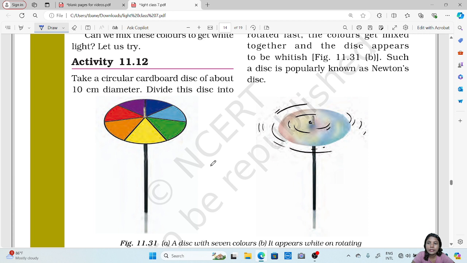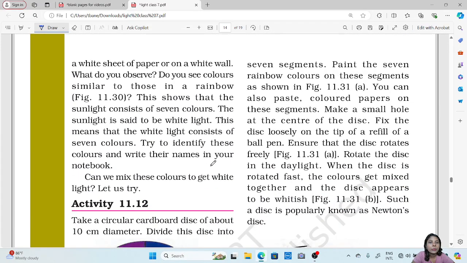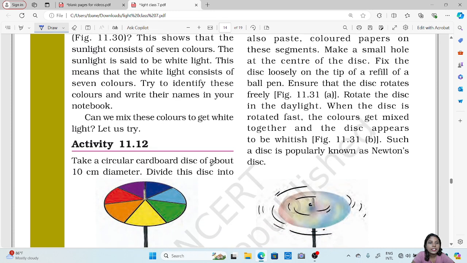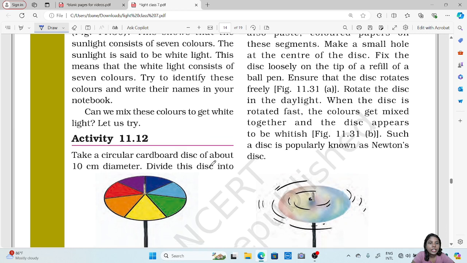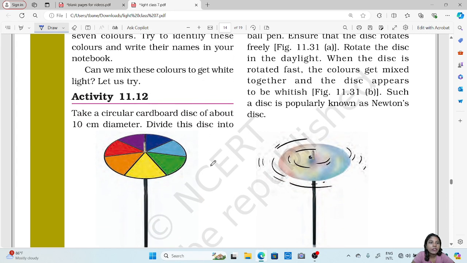Now, another activity: take a circular cardboard disc of about 10 centimeter diameter. Divide this disc into 7 segments. Paint the 7 rainbow colors on these segments. You can also paste colored papers on these segments. Make a small hole at the center of the disc. Fix the disc loosely on the tip of a refill of a ball pen. Ensure that the disc rotates freely. Rotate the disc in daylight. When the disc is rotated fast, the colors get mixed together and the disc appears whitish.